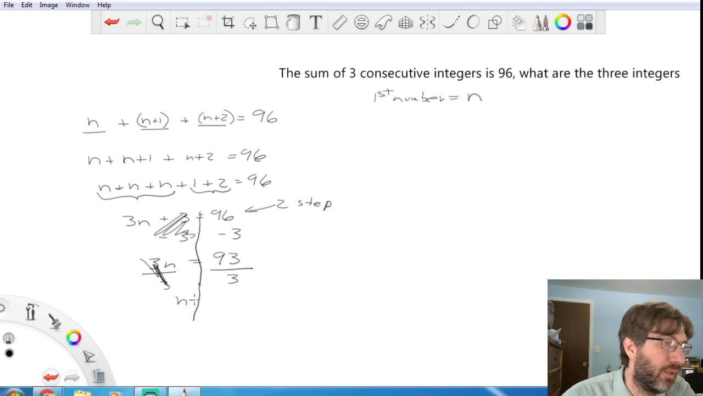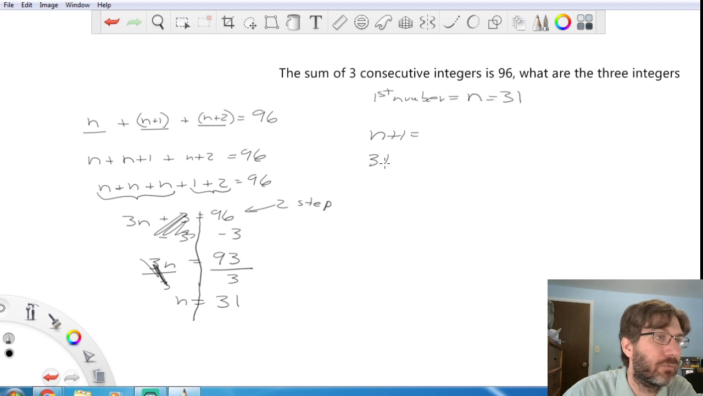So this leaves me with n. 93 divided by 3 gives me 31. So I know that my first number, n, is equal to 31. And if I know my first number, I can get my second number, because my second number has to be n plus 1. So n plus 1 equals my second number.